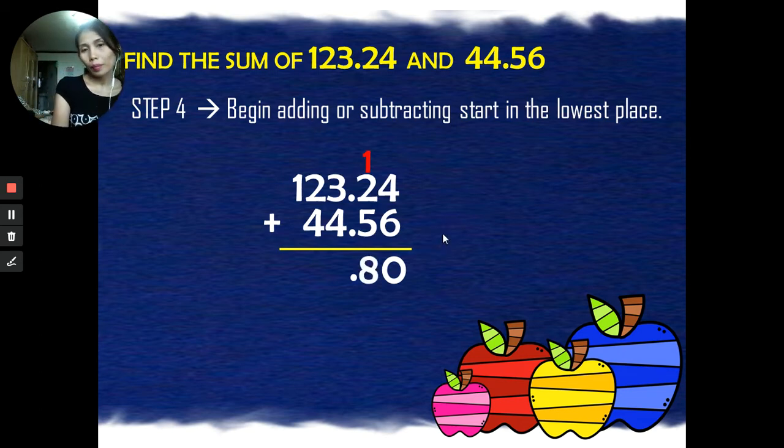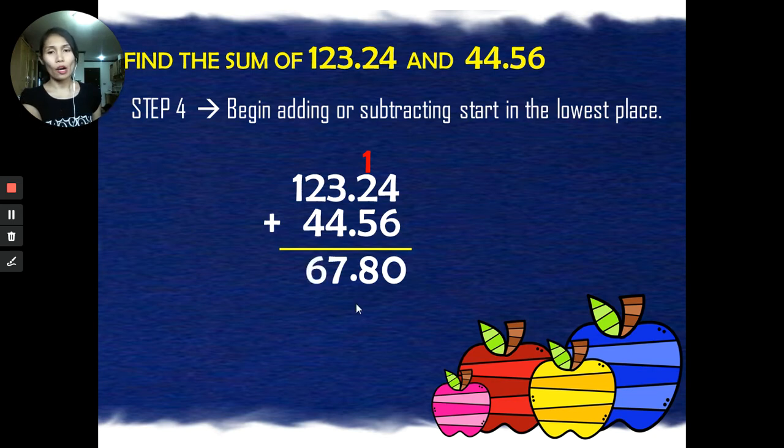So 1 plus 2 is 3. 3 plus 5 is 8. Now next, 3 plus 4 is 7. And 2 plus 4 is 6. Now how about for 1? If you write there 0, 1 plus 0 is 1. But if you didn't write 0, then you can just bring down 1. Okay, so that's the answer. 167 and 80 hundredths. All right.